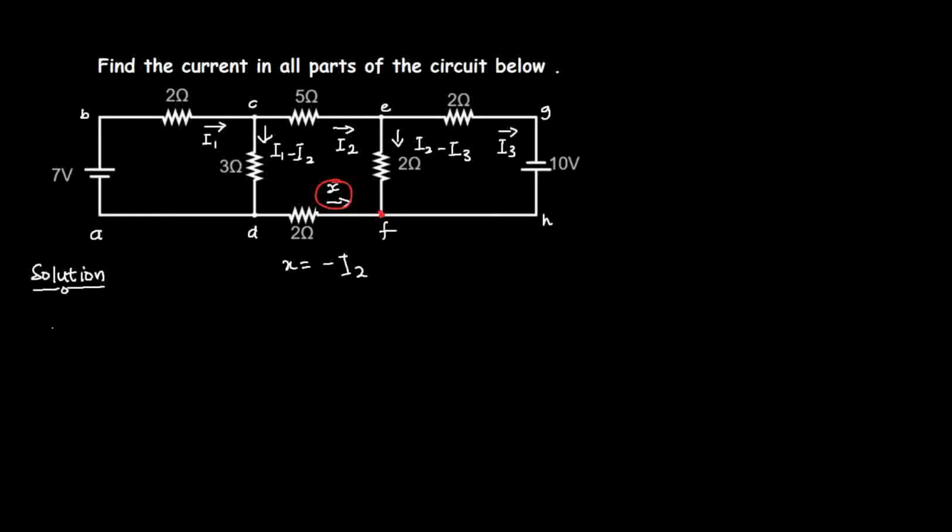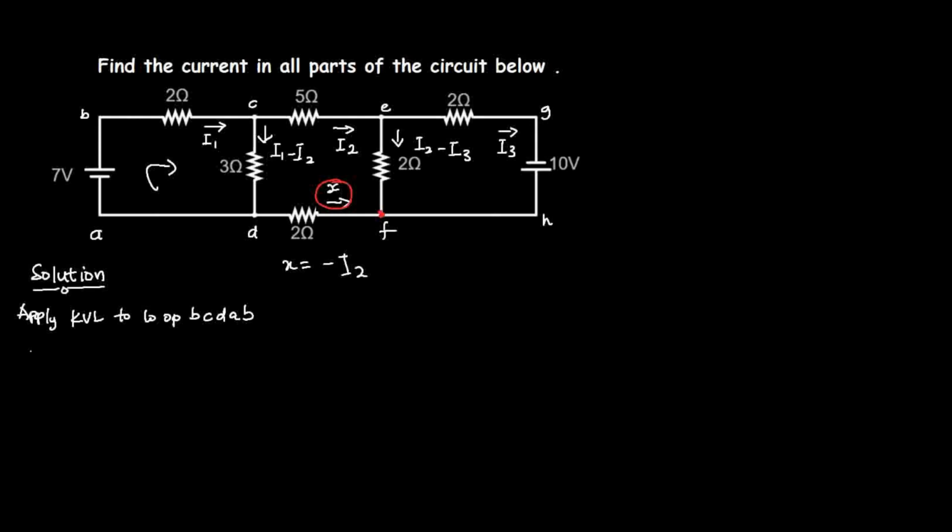Okay, so now let's continue. From here, I'm going to consider the circuit loop by loop. I'm going to apply KVL to the loops. The first loop I'll take will be loop BCDAB. So I'm going to apply KVL to loop BCDAB. Now consider the direction of the current in this loop to be in this direction.